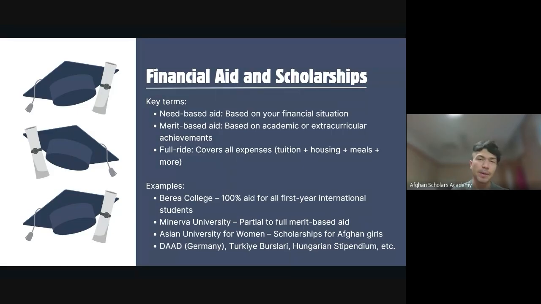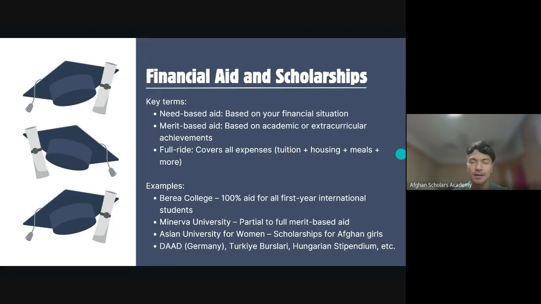Merit based is based on your academic qualifications and extracurricular achievements, the strength of your application and your character. They see how qualified you are and whether you meet the requirements they are looking for. And we also have full ride. Full ride means fully funded. It means they will cover everything: tuition, housing, meals, board, and in most cases even transportation. Your goal should first be a full ride.